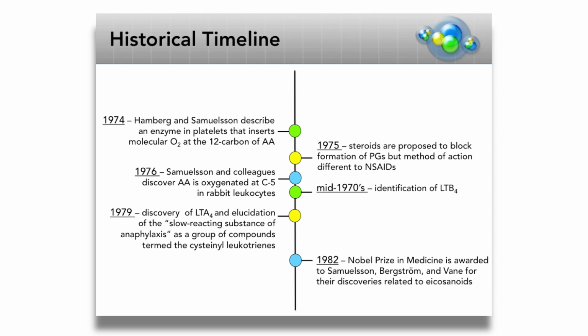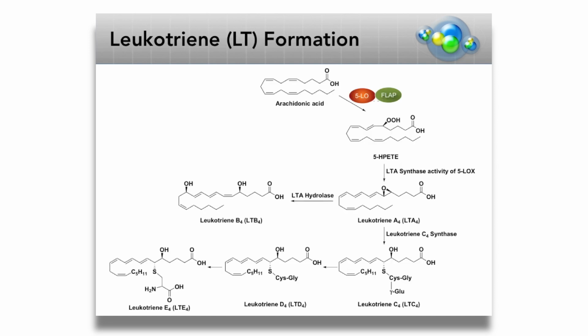Importantly, in the early 1980s, the Nobel Prize in Medicine was awarded to several investigators for their discoveries related to eicosanoids, including prostaglandins and leukotrienes. This slide shows leukotriene formation.